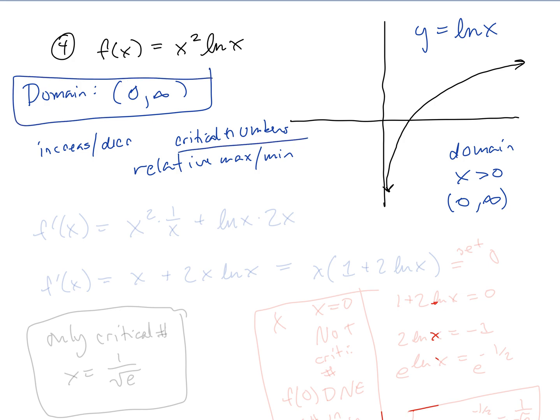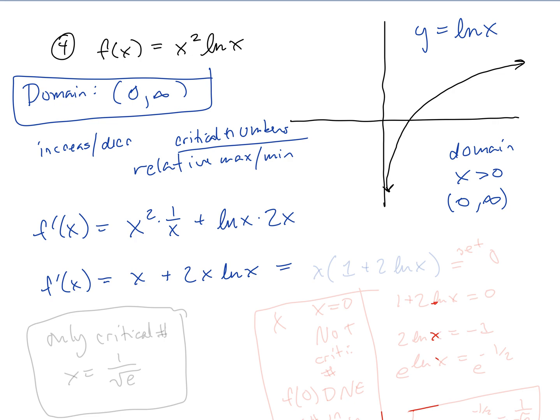So to find the critical numbers, we're going to take the derivative, f prime of x. Here we're going to need the product rule. This is x squared times natural log of x. So first times the derivative of the second, derivative of natural log of x is 1 over x, plus the second, natural log of x, times the derivative of the first, that's 2x. And so we can simplify that. F prime of x is x plus 2x times natural log of x.